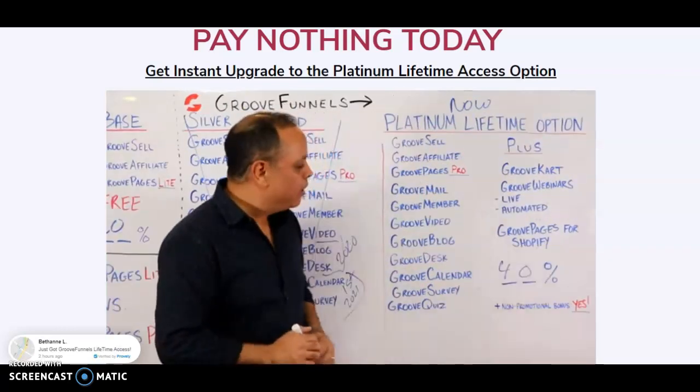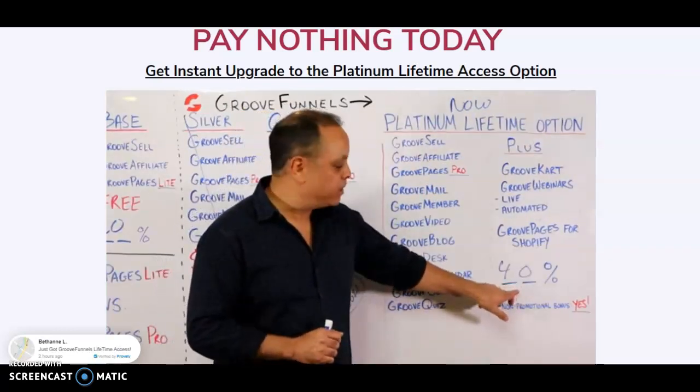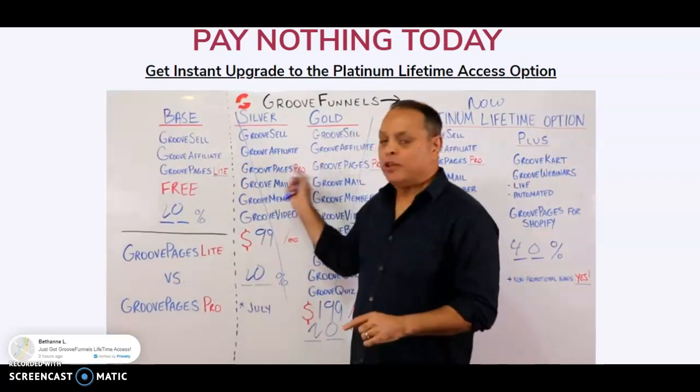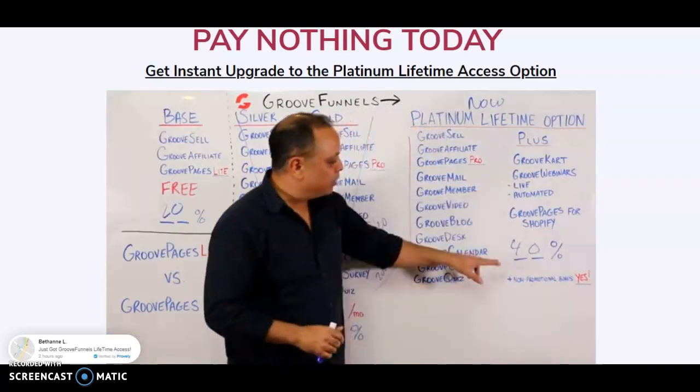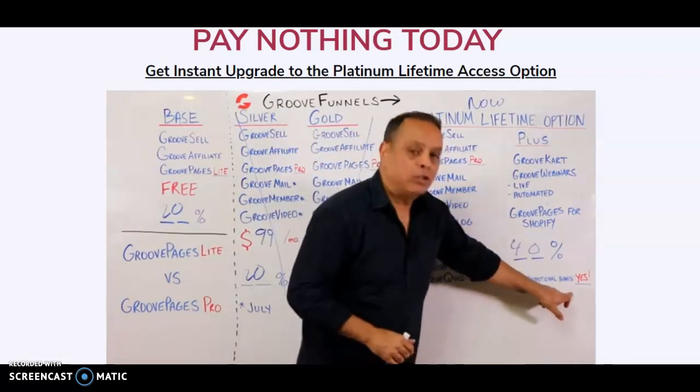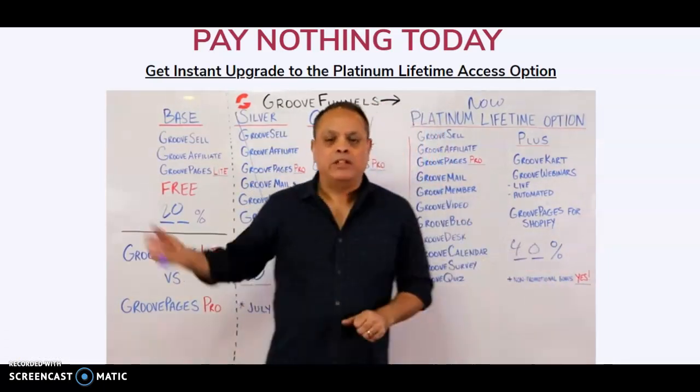Oh, and two things real quick. You'll also notice here at the 40%, where these plans for base, silver, and gold were 20%. Well, here, you also get non-promotional bonuses. It says, yes, these don't include that.